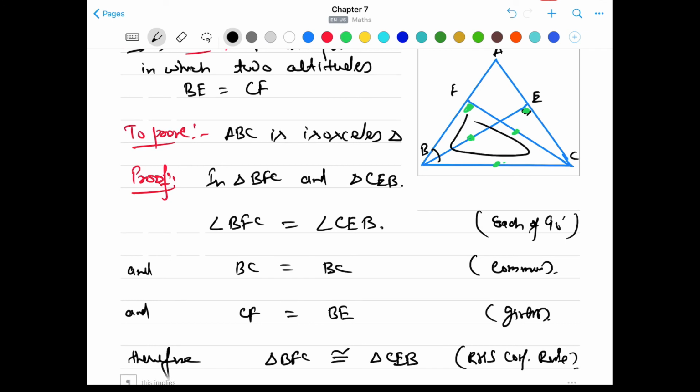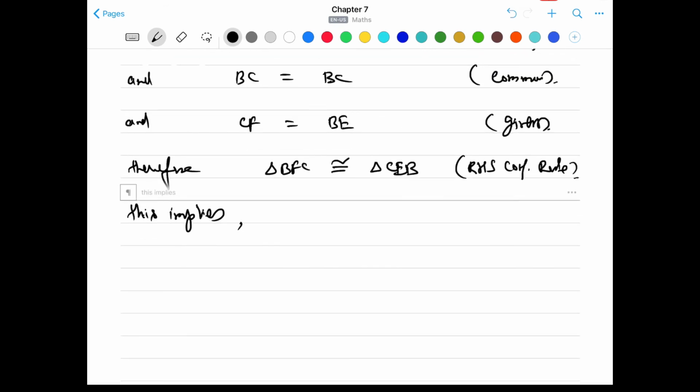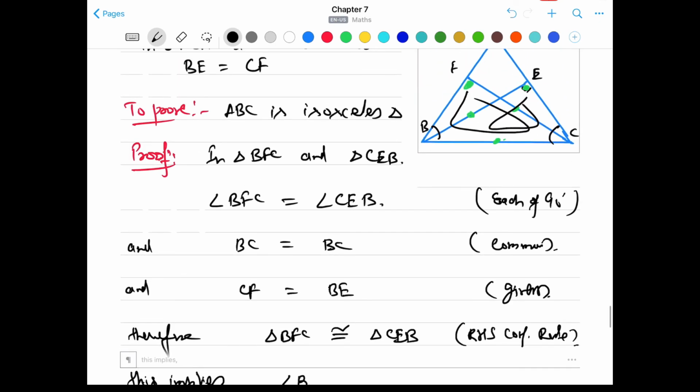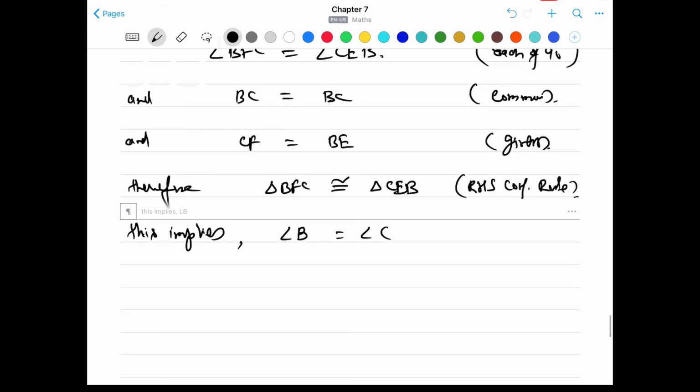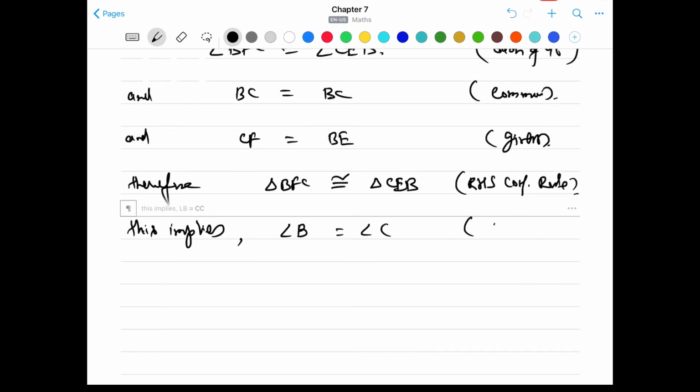Okay, and since these two triangles are equal, this implies their corresponding angles will be equal. For this triangle the corresponding angle B, and for the other triangle the corresponding angle C. So angle B of triangle BFC will be equal to angle C of triangle CEB. This is by CPCT. Since we got the two angles equal, from the isosceles triangle property, the sides opposite to the equal angles are equal.